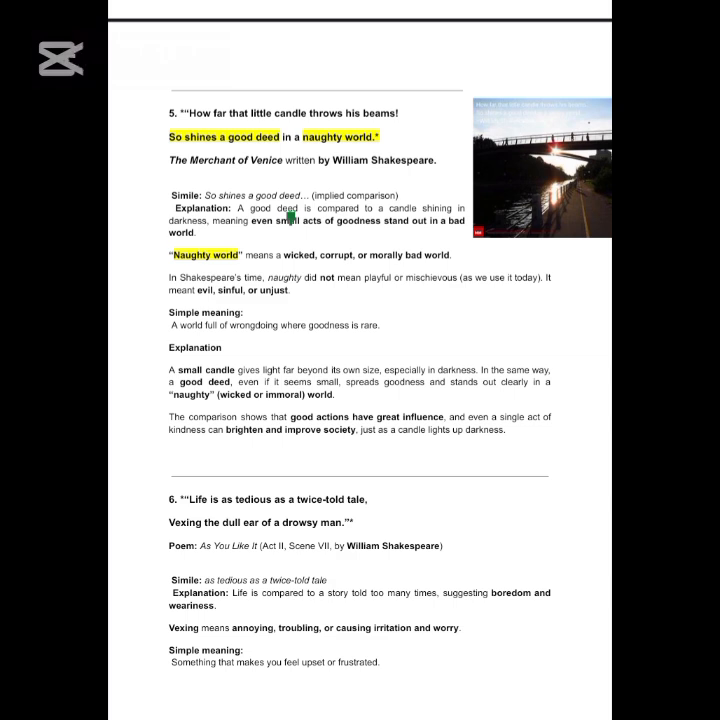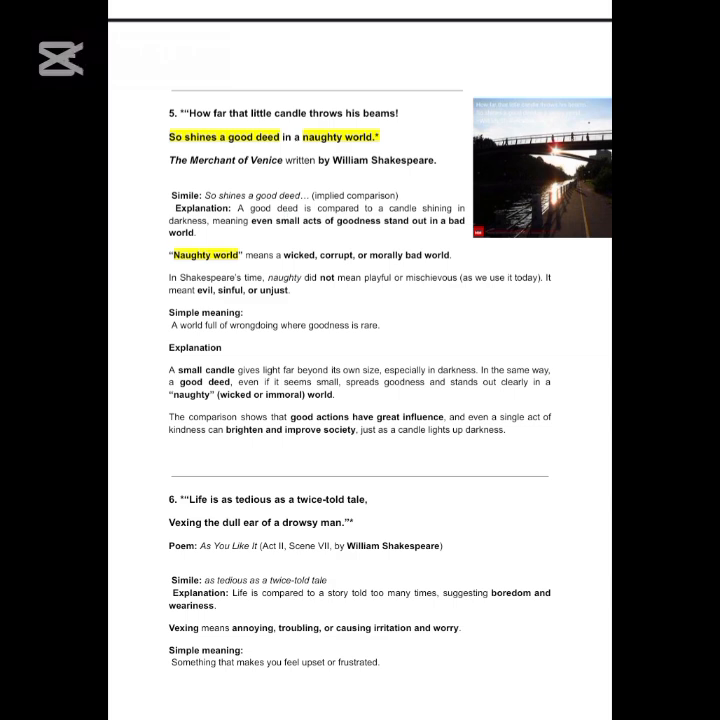At the time of William Shakespeare, it means a world full of wrongdoing where goodness is rare. Just like a small candle gives light far beyond its size, especially in darkness, in the same way a good deed, even if it seems small, spreads goodness and stands out clearly in a naughty, wicked, and immoral world. The comparison shows that good actions have great influence, and even a single act of kindness can brighten and improve society, just as a candle lights up darkness.